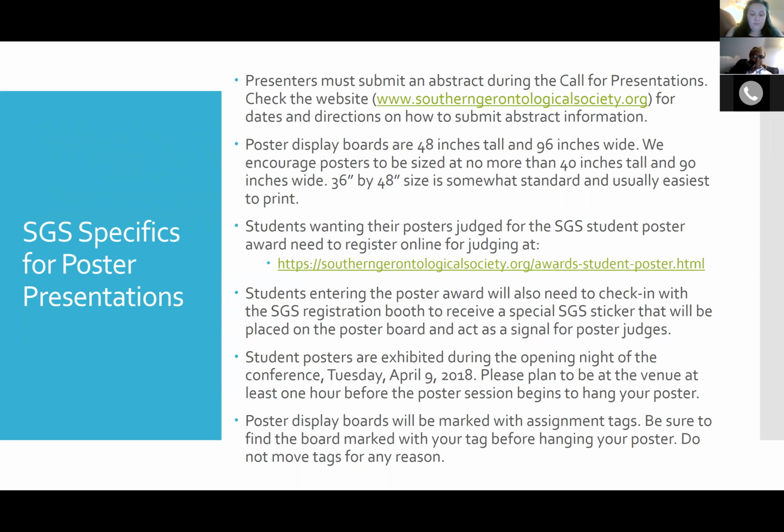Students wanting to have their posters judged, make sure that they click that box when they upload their abstracts. It's important that you get your special sticker when you get there, and student posters are going to be exhibited during the opening night of the conference, April 9th. So it's really important that you plan to be there that first night. And you'll get a number to hang next to your poster. So these specifications are also on the website.